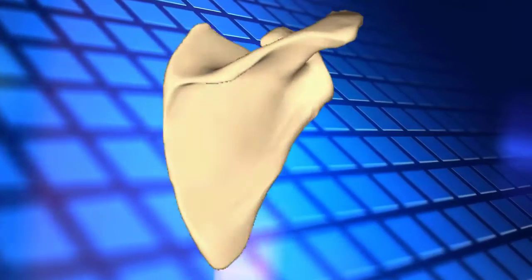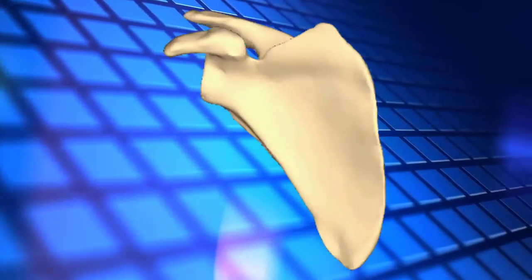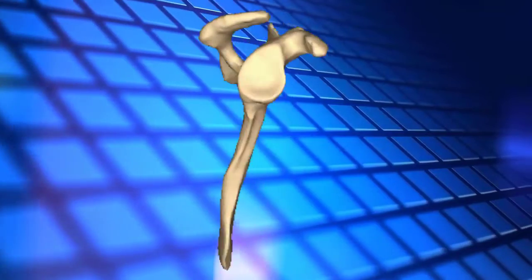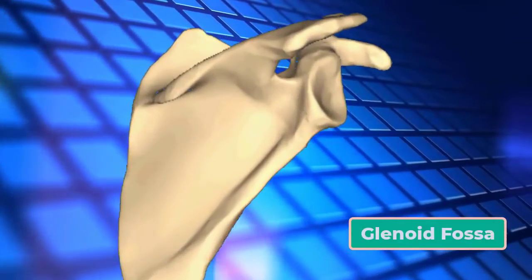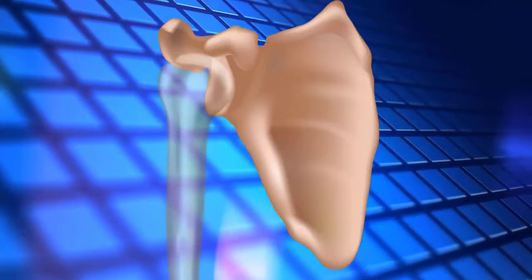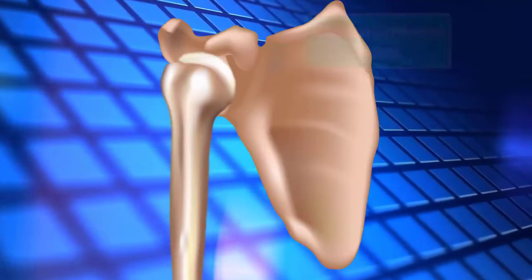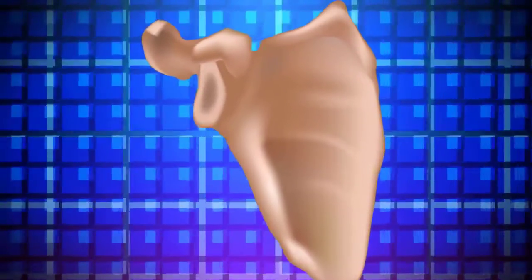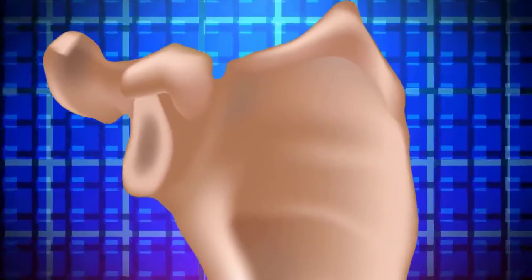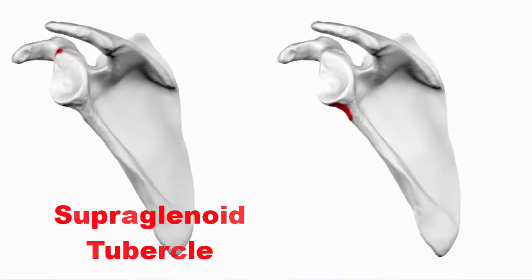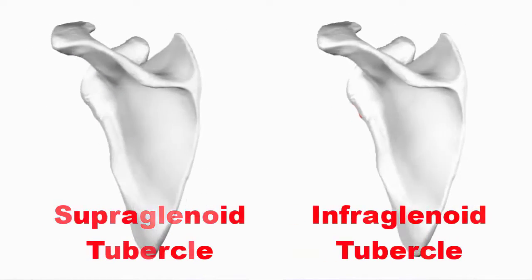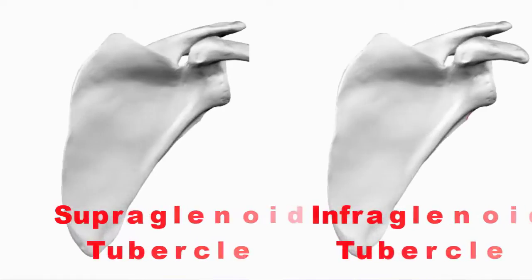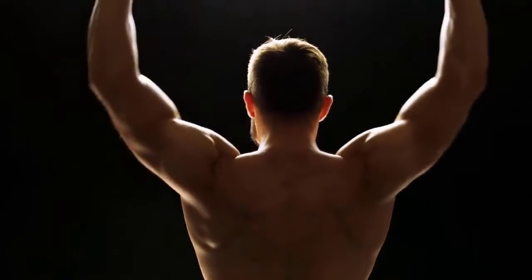The remaining corner of the scapula, between the superior and lateral borders, is the location of the glenoid cavity or glenoid fossa. This shallow depression articulates with the humerus bone of the arm to form the glenohumeral joint. The small bony bumps located immediately above and below the glenoid cavity are the supraglenoid tubercle and the infraglenoid tubercle. These provide attachments for the muscles of the arm.